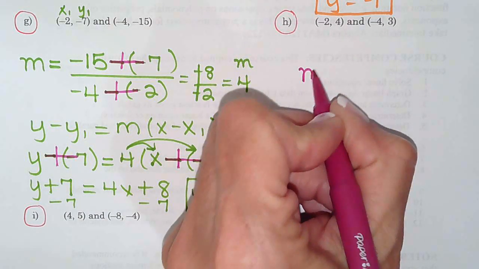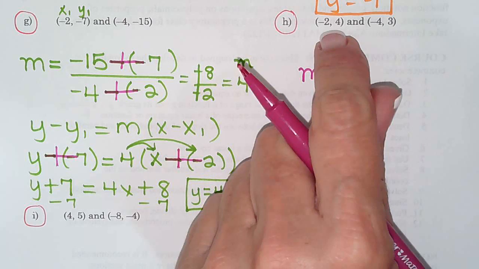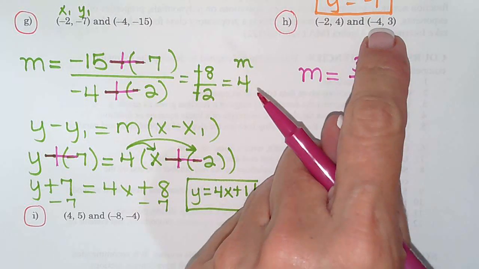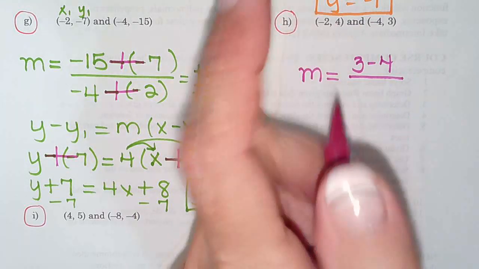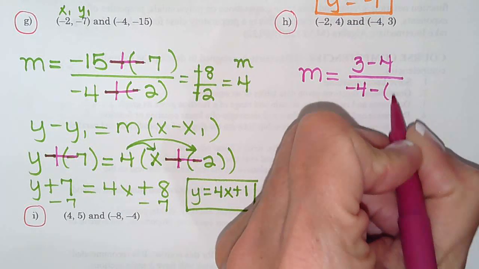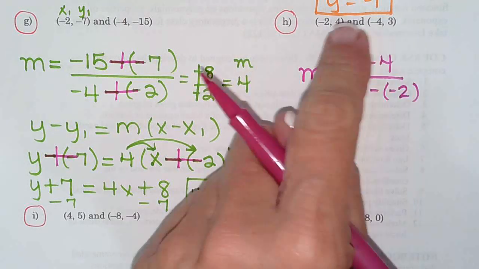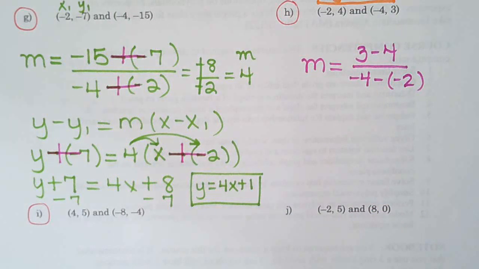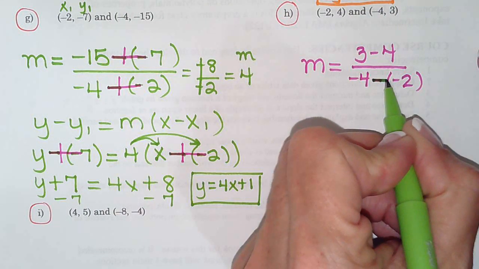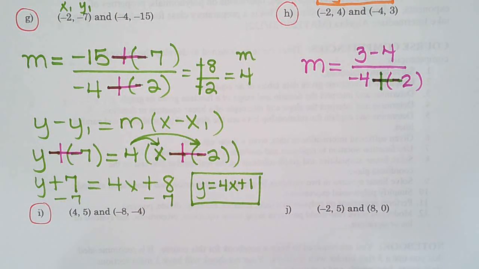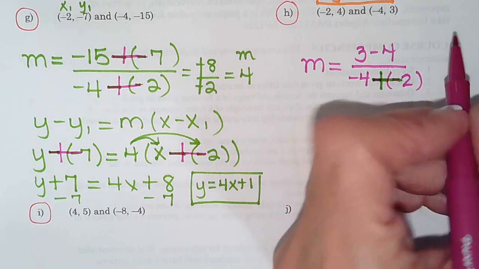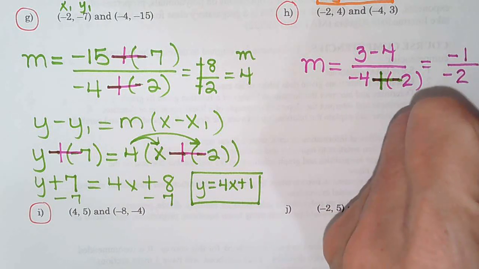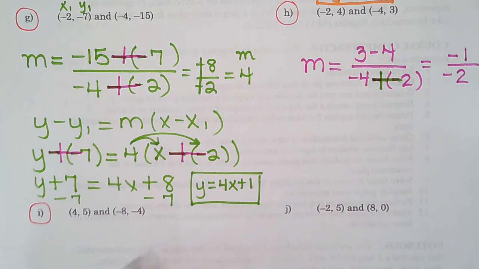So m equals 3 minus 4 over negative 4 minus negative 2. So there's my double negative that needs to be positive. And it's looking like my slope's going to be what, 1/2? Negative 1 over negative 2 is positive 1/2.